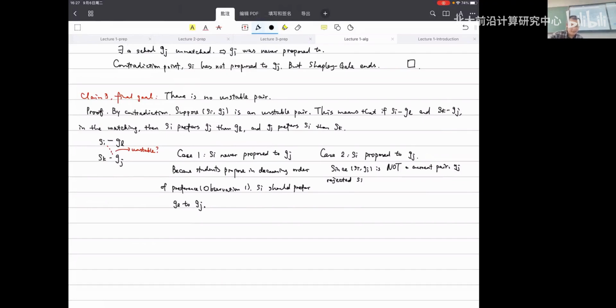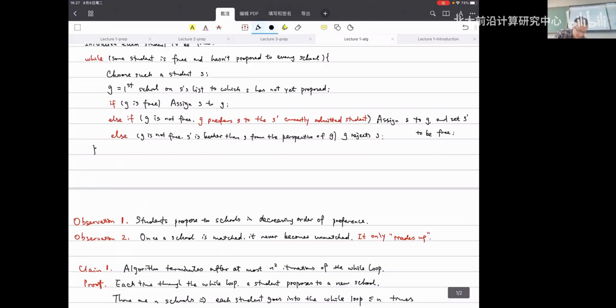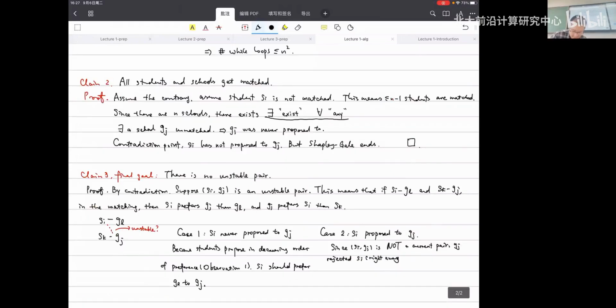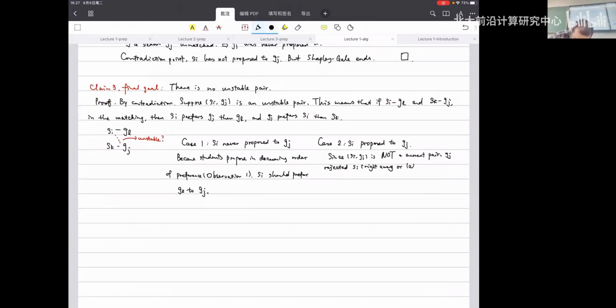It can be the case that this happens right away. By right away, I mean in this line of the algorithm, maybe at that point the school GJ prefers this S prime instead of S, so basically the last line here. This is what I mean by right away, or maybe it can also be the case that it happens later.